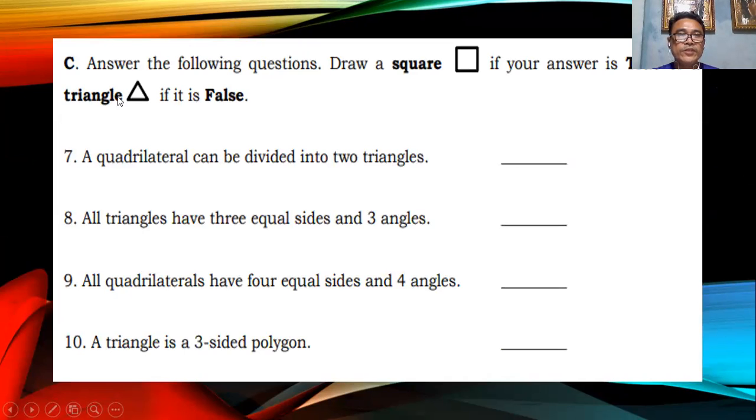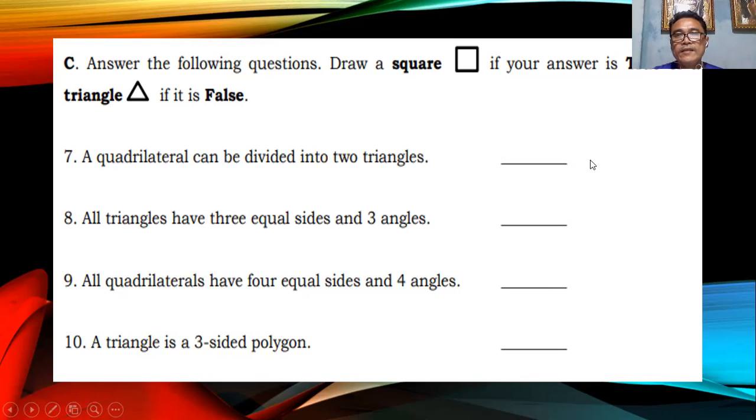And letter C, answer the following questions. Draw a square if your answer is true, or a triangle if it is false. Number 7, a quadrilateral can be divided into 2 triangles. 8, all triangles have 3 equal sides and 3 angles. 9, all quadrilaterals have 4 equal sides and 4 angles. Last, a triangle is a 3-sided polygon.